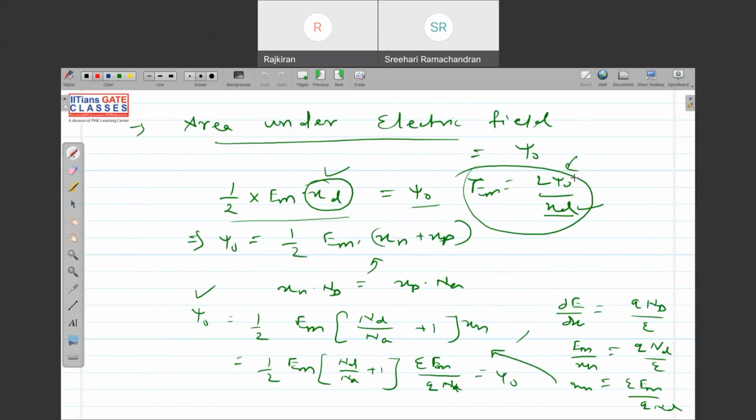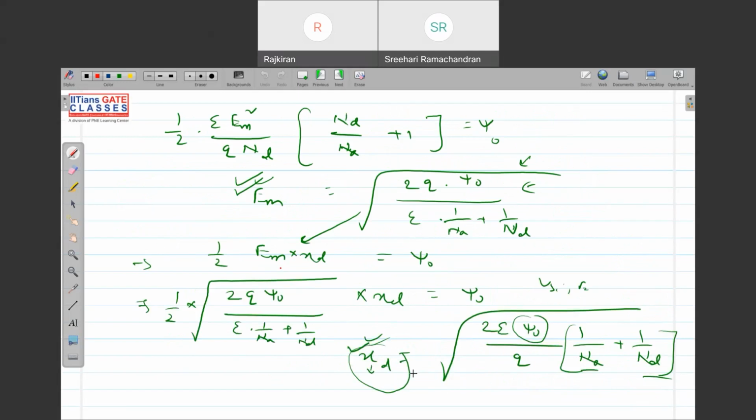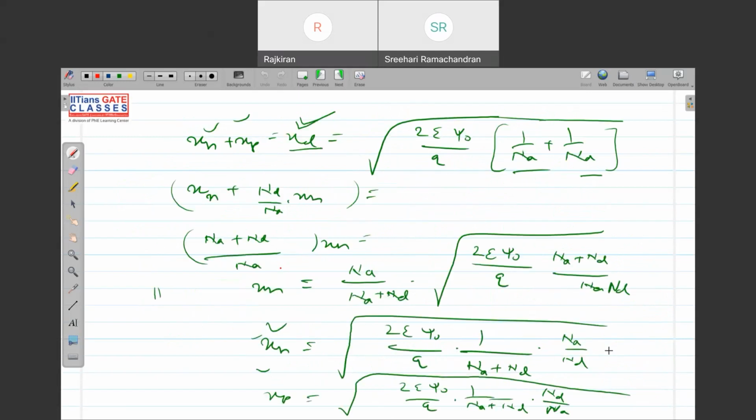Also, we have done the analysis to find the electric field, and we have got the depletion width as the square root of 2 epsilon psi_0 by q times (1/Na plus 1/Nd). So the depletion width is proportional to the built-in potential, and also the doping. Clear? Last time we discussed these things. Also, we derived the depletion width on the n side and p side both.